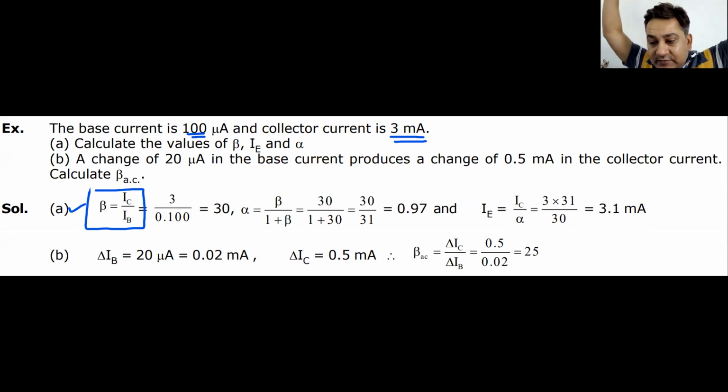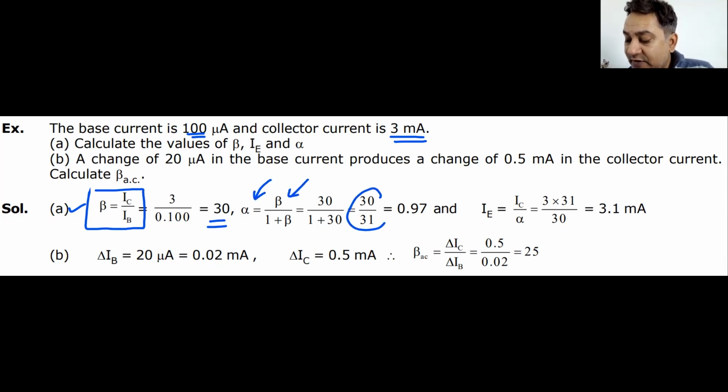Do you understand this? Raise hands. Yes, sir. From there, you get the value of beta. You know the value of alpha is beta divided by 1 plus beta. So you get the value of alpha as 30 divided by 31. Yes or no? Yes, sir. Then your alpha is IC divided by IE. So IE becomes IC divided by alpha.